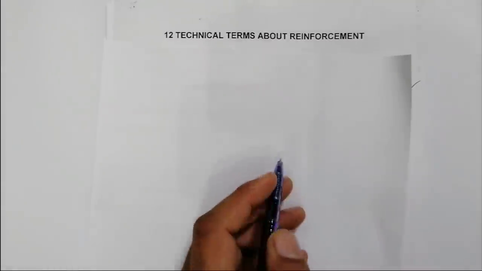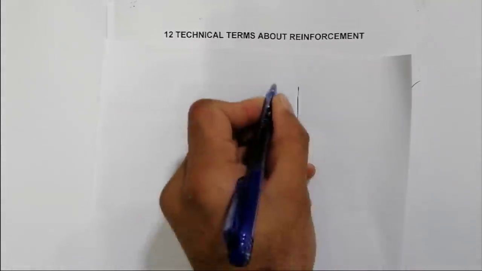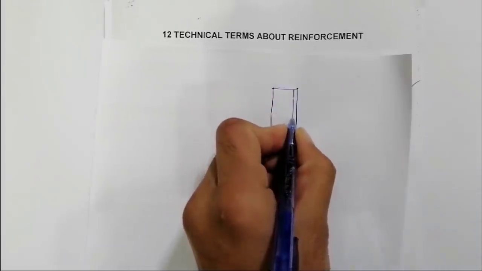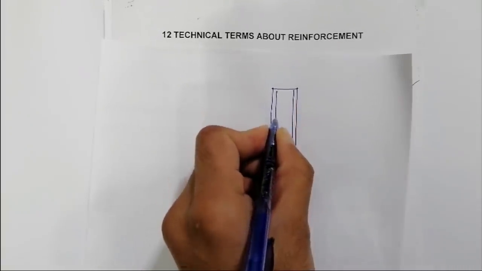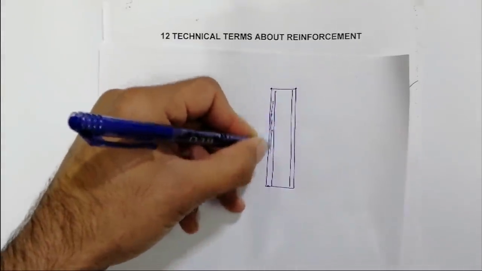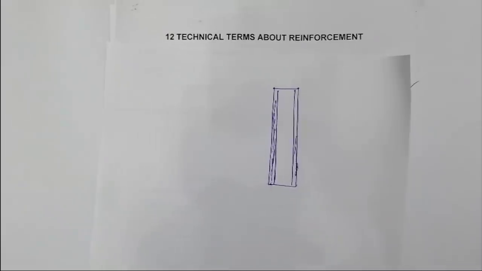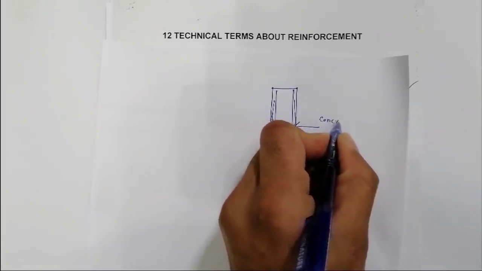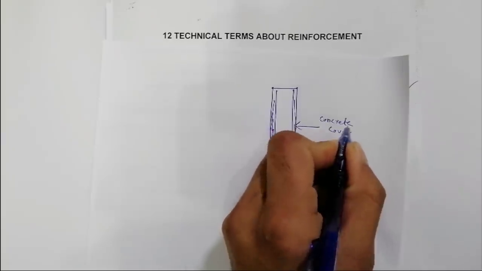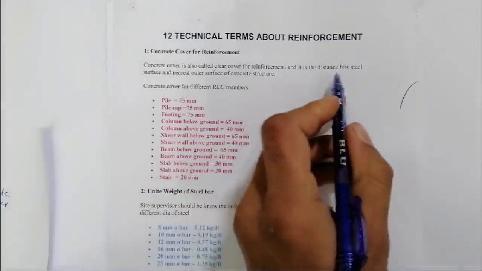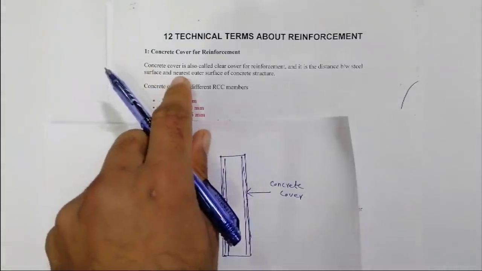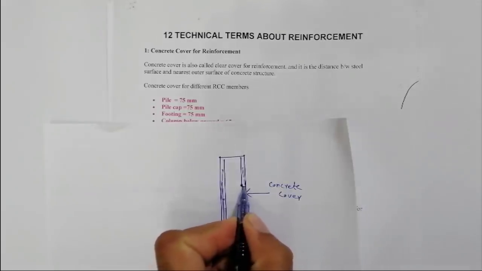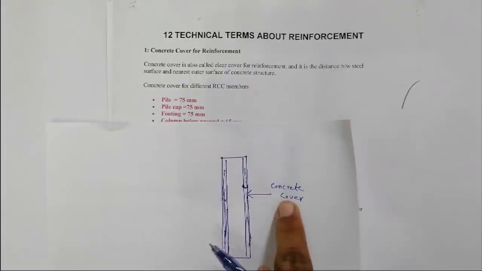You can see this is a column, an RCC column, right? It's the section. These are longitudinal bars, you can see. Now this is called concrete cover, or clear cover for reinforcement. As I've already discussed, it is the distance between the steel surface and the nearest outer surface of the concrete structure. So this is steel because these are longitudinal bars, and the distance between the steel and the nearest outer surface of the concrete structure is the concrete cover.